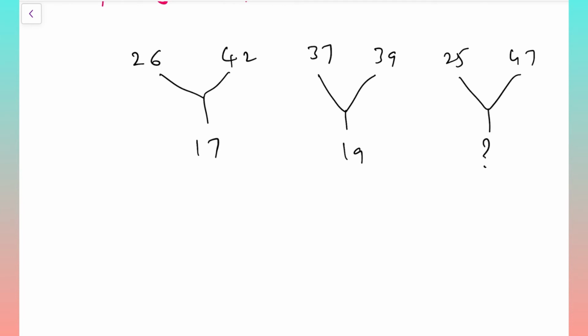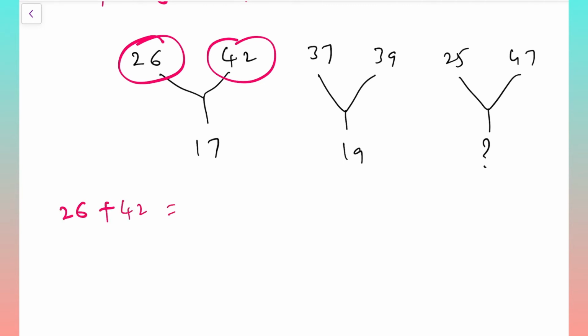What is this number here? Okay, now for these two numbers, if you do something, we need to get 17. So first I will go with the basic, that is addition only. 26 plus 42 is 68. For 68, what do we need to do so that we will get 17? 17 times 4 is 68. So (26 plus 42) by 4 is equal to 68 by 4, which is nothing but 17.